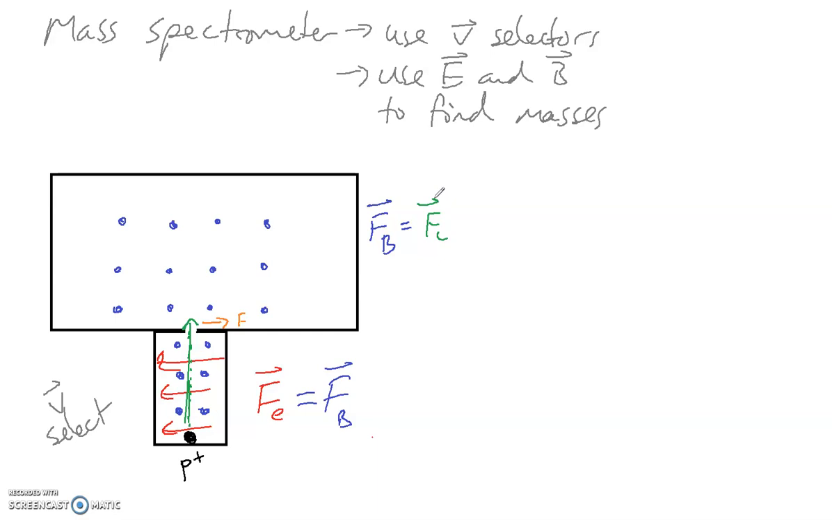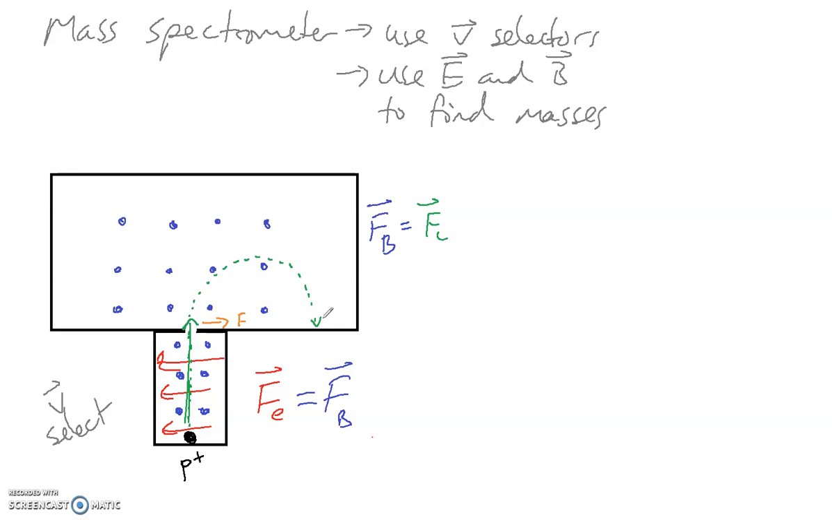So I've got three forces. I've got Fe equal to Fb down here, and Fb equal to Fc up here. And since we're using the same magnetic field, all the forces are equal to each other by association. As this particle goes in here, it's going to create a circular path. Then what they can do is measure the radius of that path to figure out the mass of the particle and stuff like that. So this is the basic idea behind how a mass spectrometer works.